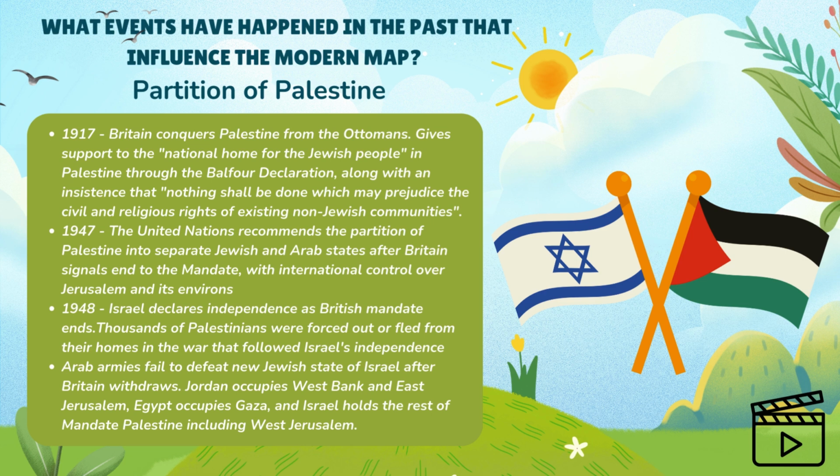In 1948, Israel declared independence. As the British mandate ended, thousands of Palestinians were forced out or fled from their homes in the war that followed Israel's independence. Arab armies failed to defeat the new Jewish state of Israel after Britain withdrew, and then Jordan occupied the West Bank and East Jerusalem. Egypt occupied Gaza, and Israel held the rest of the mandate Palestine, including West Jerusalem.